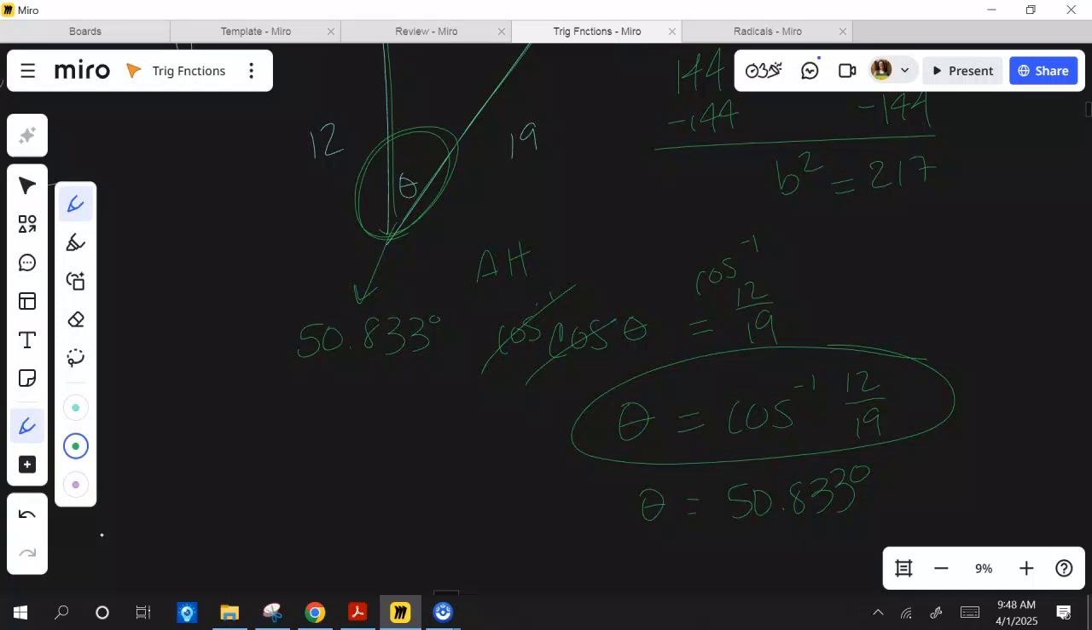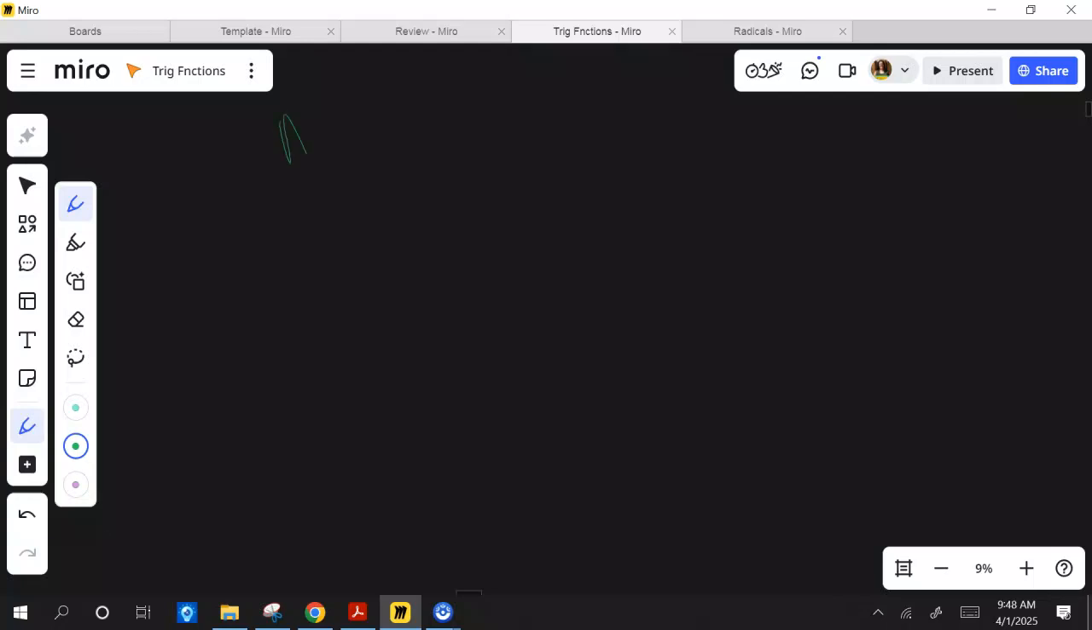Let's do elevation and depression because this is the same thing. We used to have a class called Algebra 3, and I used to teach it, and we did a project with angles of elevation and depression. It was a really cool project, but we don't have time anymore. They're all kind of the same thing.